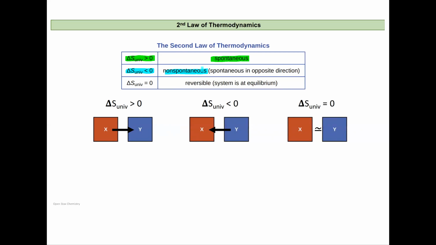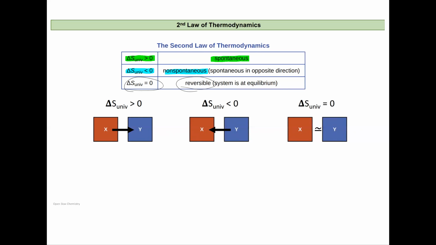Again, we've also talked about things being at 0. So if the entropy of our universe ends up being 0, that's when we're going to be at one of these reversible processes. Our system will be in equilibrium, and it can go either way. So let's look at this again for something that's spontaneous, not spontaneous, and at equilibrium.